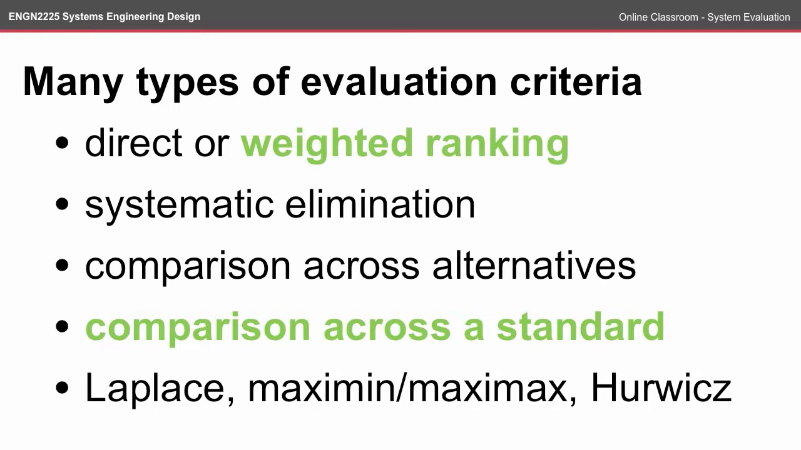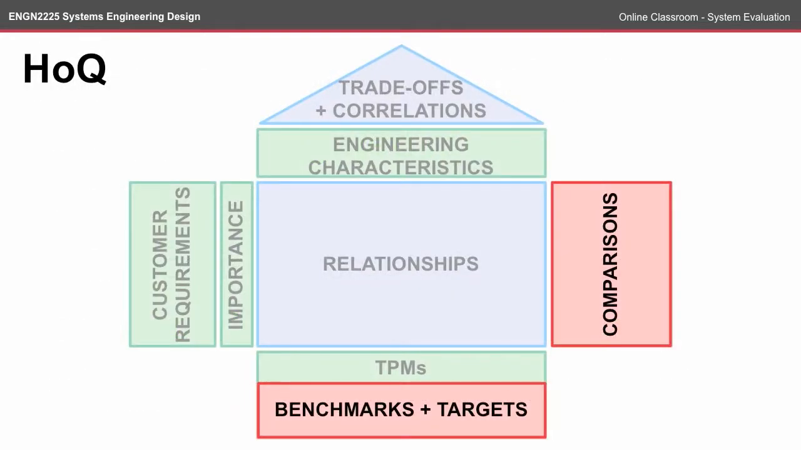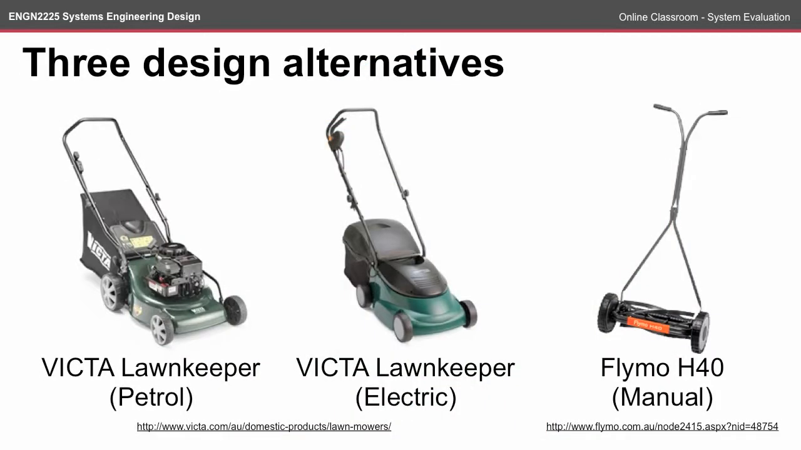For the purposes of evaluation today, we're going to take the weighted ranking option and look at a comparison across a standard. Remember the house of quality. We're now looking at the areas in red. So benchmarks and targets provide our standards, and the comparisons are going to be across 3 design alternatives. The 3 design alternatives that I've chosen are a petrol lawnmower, an electric lawnmower, and a manual lawnmower. You could choose to evaluate just one aspect of the design, such as the cutting system, or the whole design. In your project, you could put your design up against other alternatives.